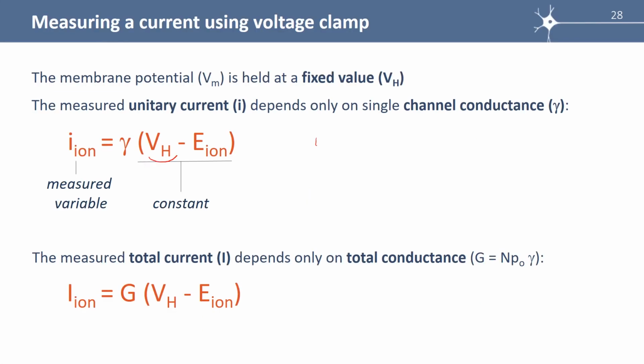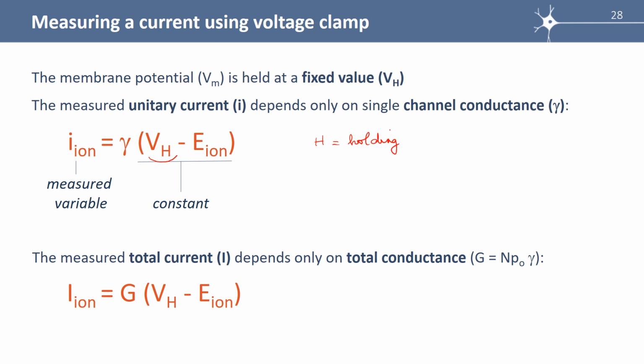H is for holding potential. It's a potential that is fixed, that is constant. Therefore, this factor here, VH minus equilibrium potential of the ion, is a constant. And the only variable is the current carried by the ion, so I ion. It's a unitary current through a single channel of conductance gamma. So we can measure the unitary current like that.